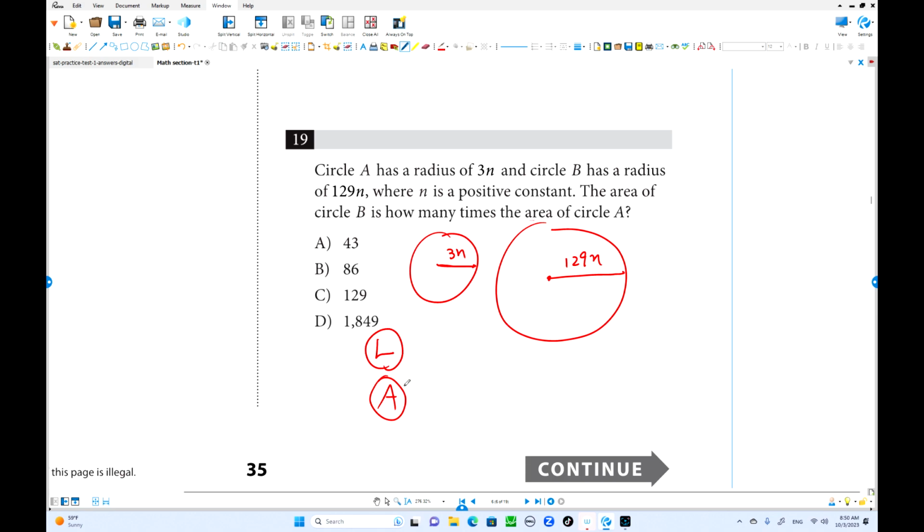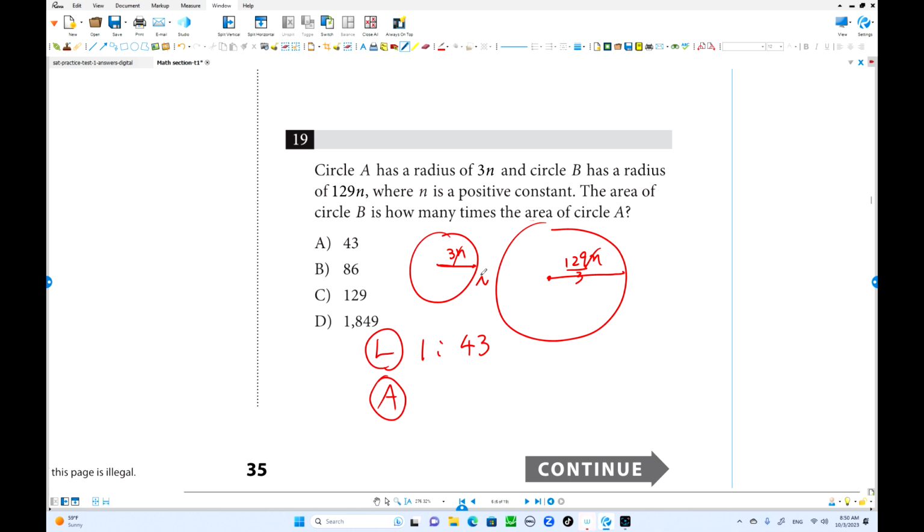What is the ratio of the lengths of corresponding sides? 3n to 129n, n is out. When you divide by 3, it's going to be 1 to 43, right? 129 divided by 3 is what? 43. So the area is what?